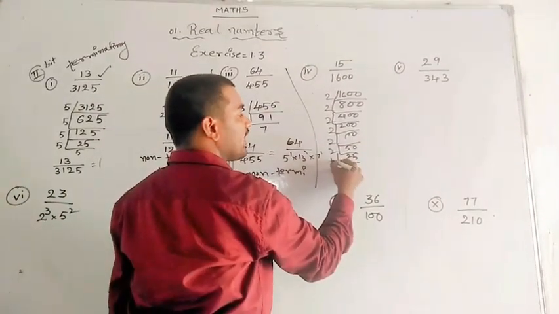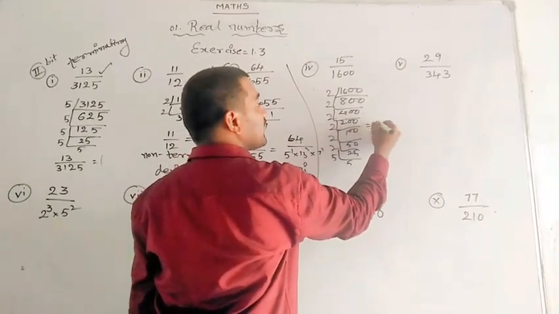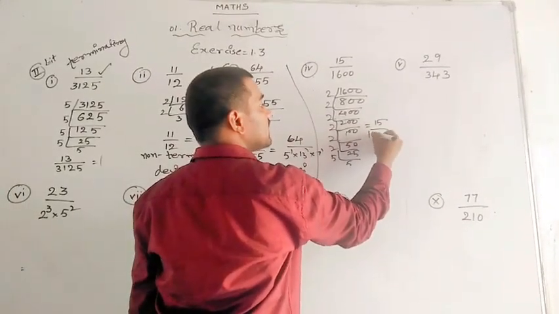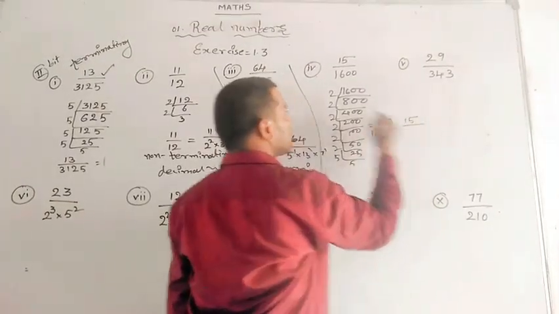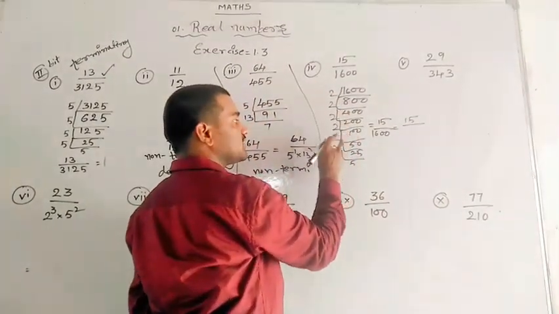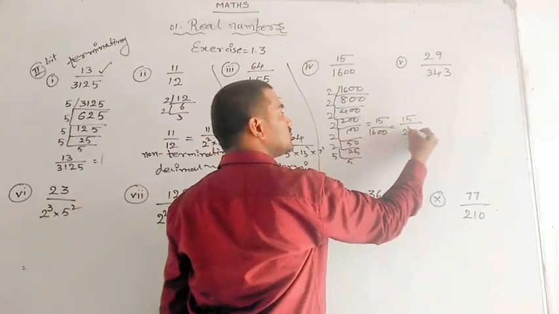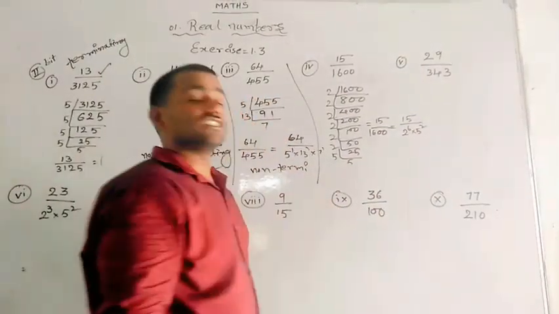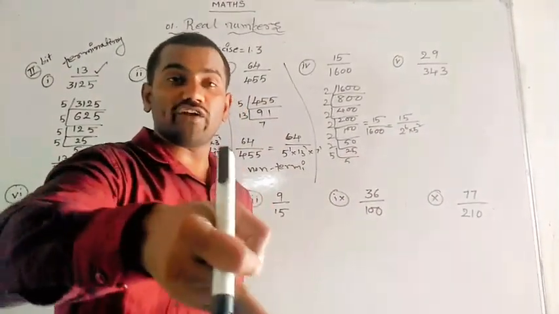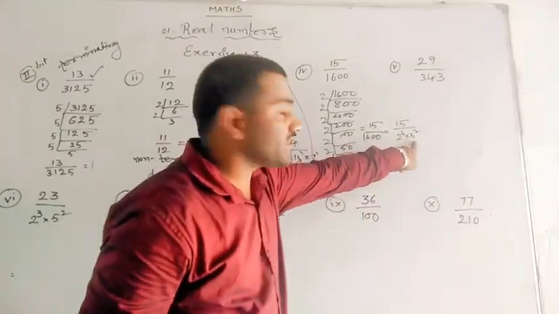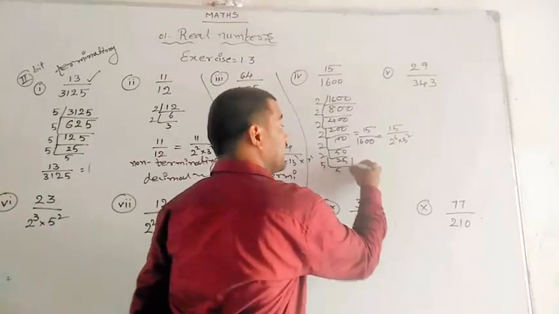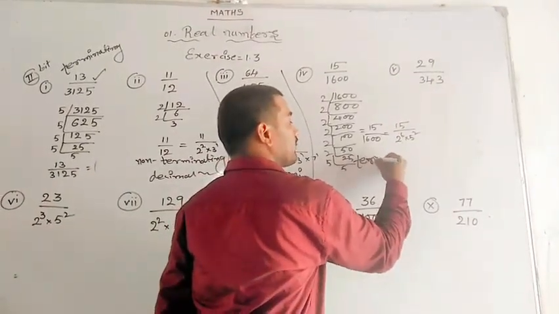And see that we can write 15 by 1600 equal to what? We can write it as 15 by 1 2 3 4 5 6, that is 2 to the power of 6 into 5 to the power of 2. It is of the form 2 to the power of n into 5 to the power of m. Other than 2 and 5, does any number appear in the denominator? No. So it is a terminating decimal number.